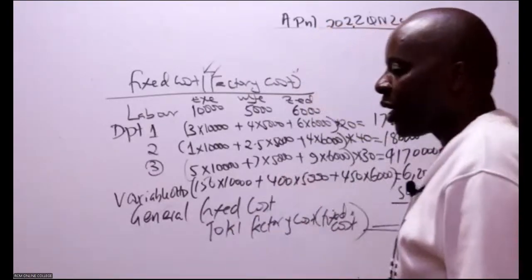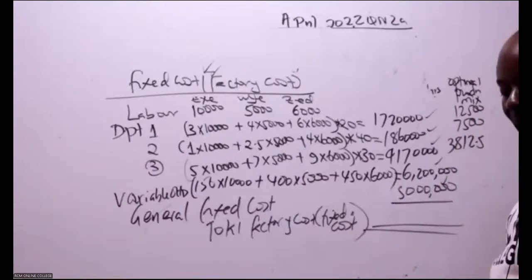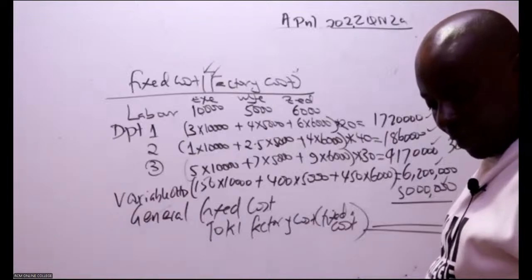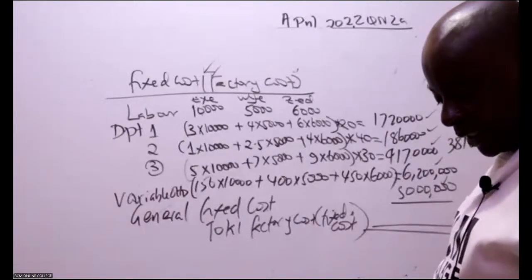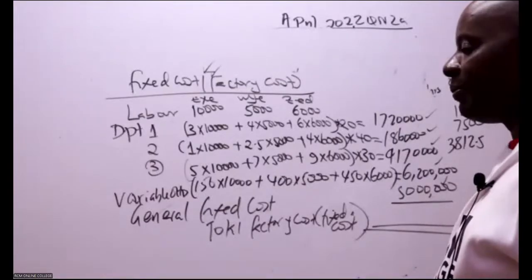So now you add everything. This plus the general fixed cost. If you remember, general fixed cost was given in note number 3: fixed overheads are budgeted at 5 million. Don't forget them.